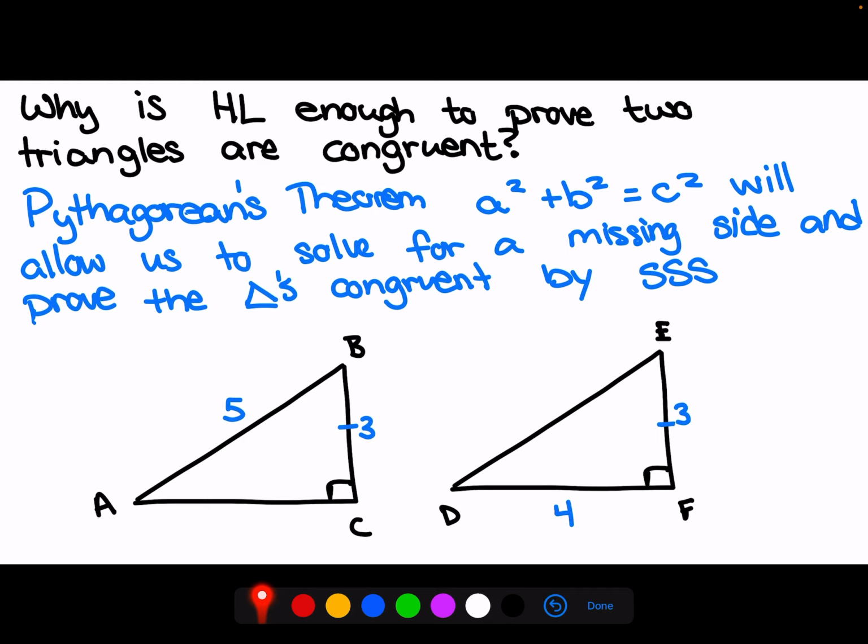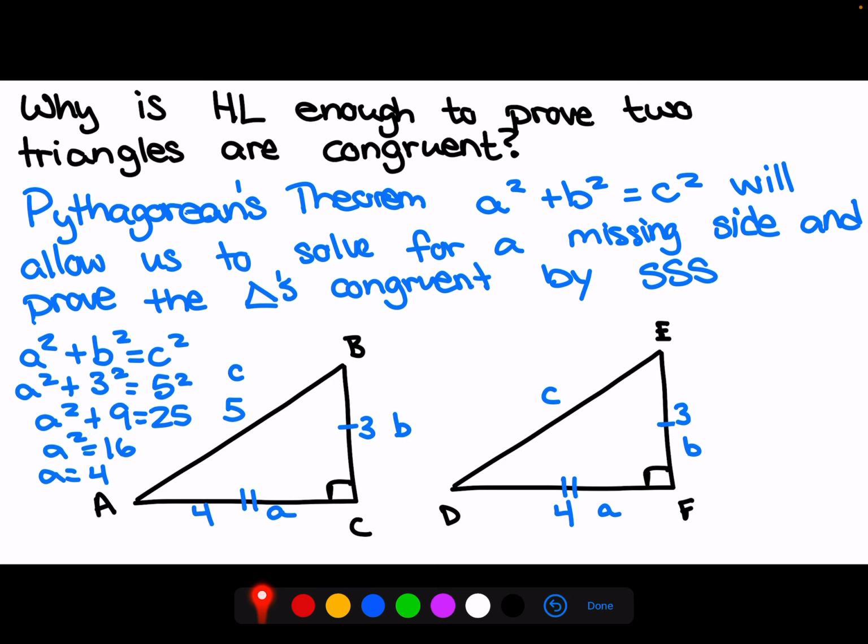So if I have these two triangles, triangle ABC and triangle DEF, as we can see, I only have two side lengths on both of these triangles. Triangle ABC, we have the hypotenuse and a leg. In triangle DEF, we have two legs. So let's say I want to find this third leg here. The second leg, the third side of our triangle. Well, I can use Pythagorean's theorem. And don't forget, our hypotenuse will always be the variable c. So this would give me a squared plus b squared equals c squared.